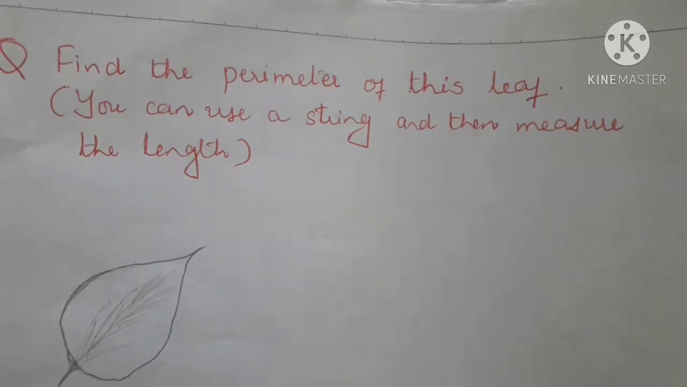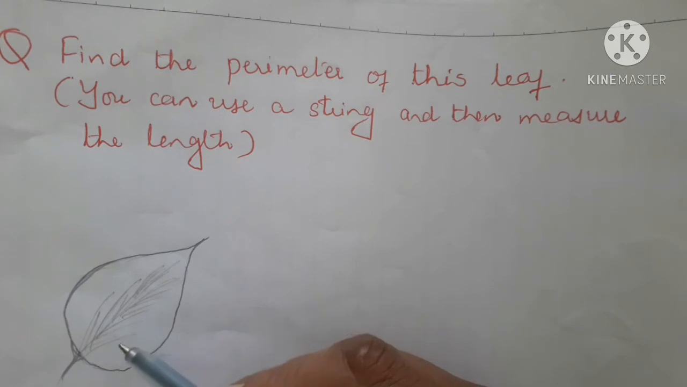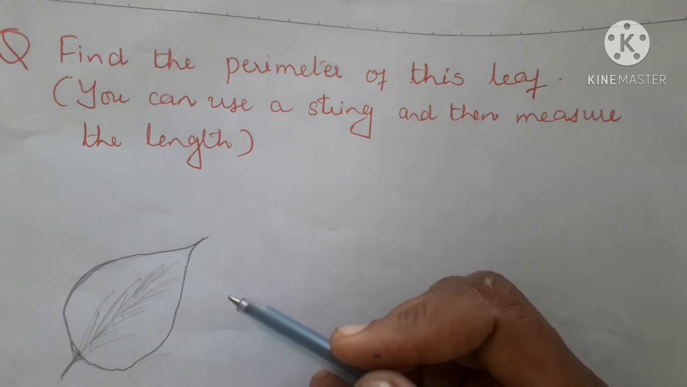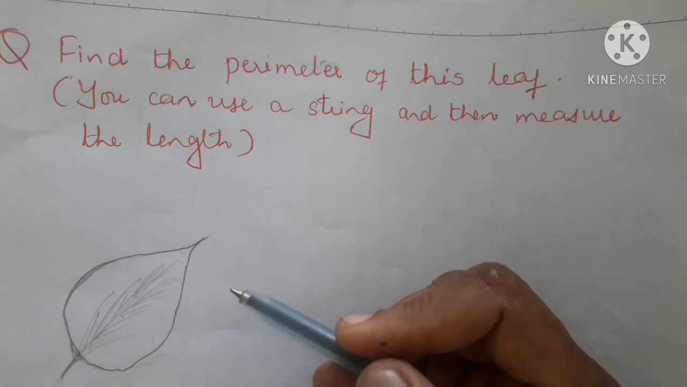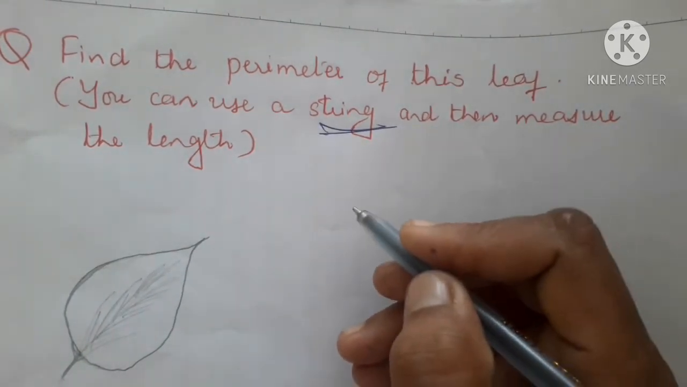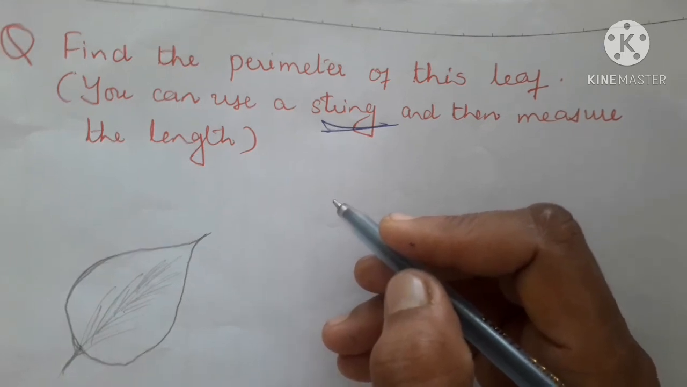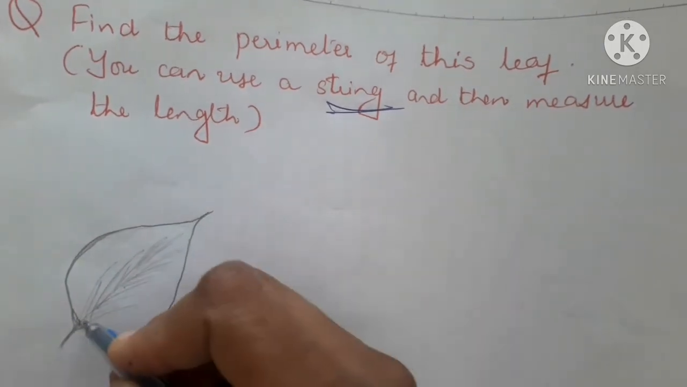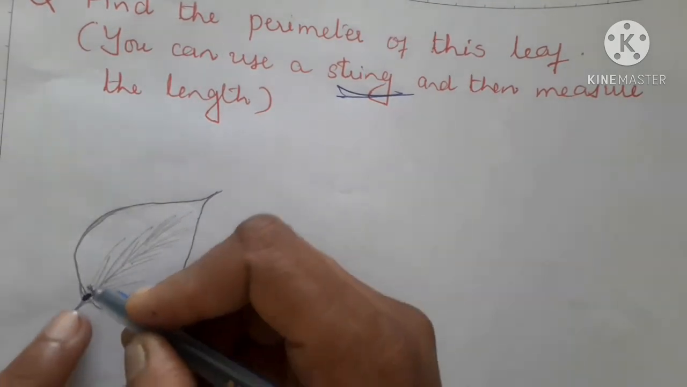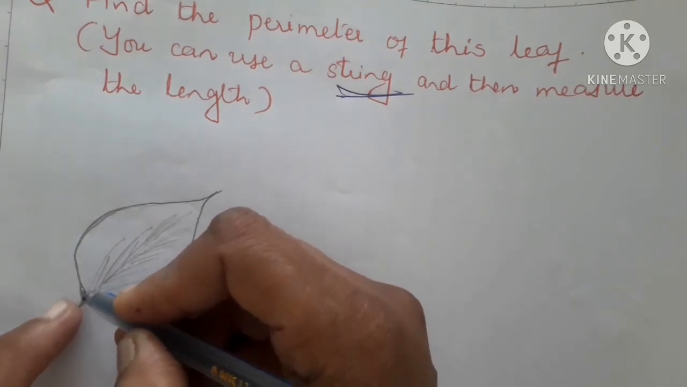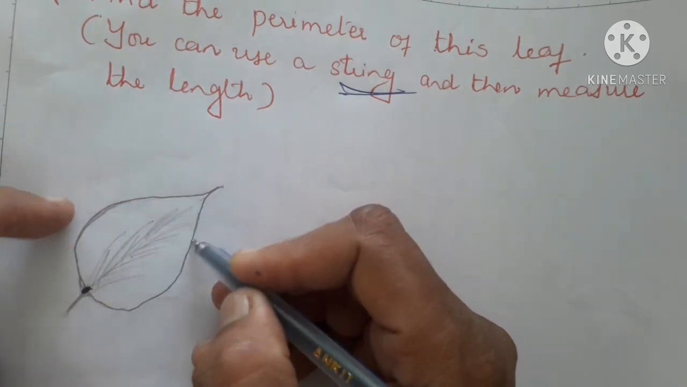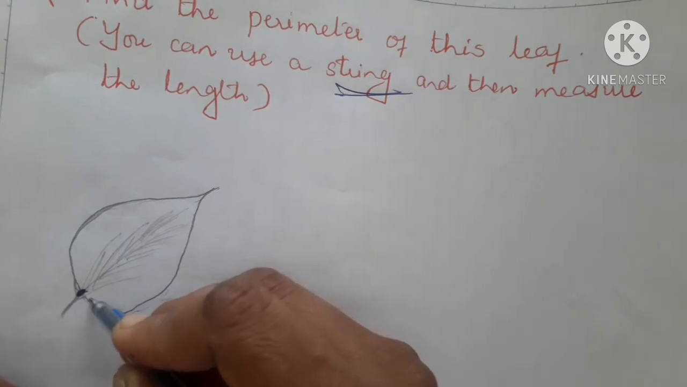Now what if the shape given is like a leaf or any irregular shape, and you have to find the perimeter? Okay, at that time you can use a string to find the perimeter. So how can you use the string? Just hold it in your hand, place it at one of the end, mark over there, and just go on moving the string slowly along the border of the shape given and come back to the same place.